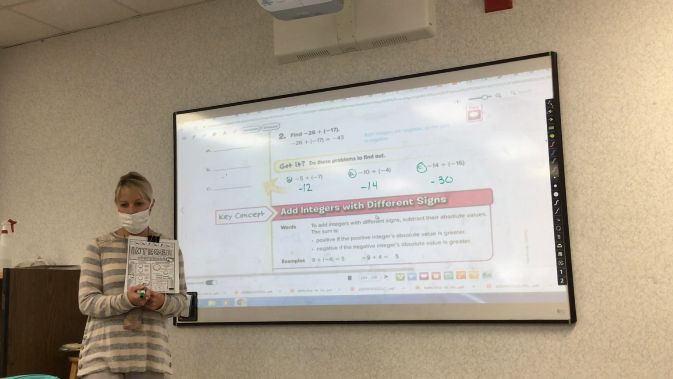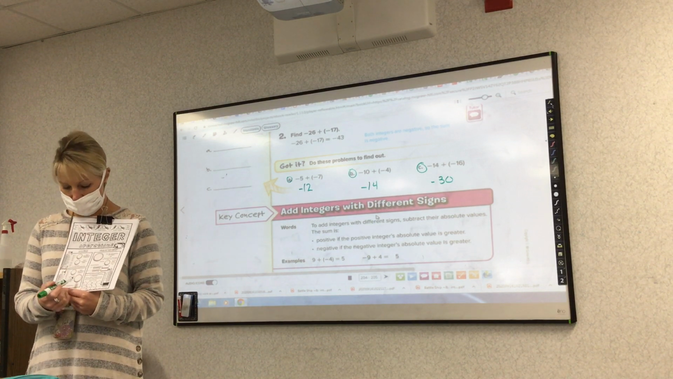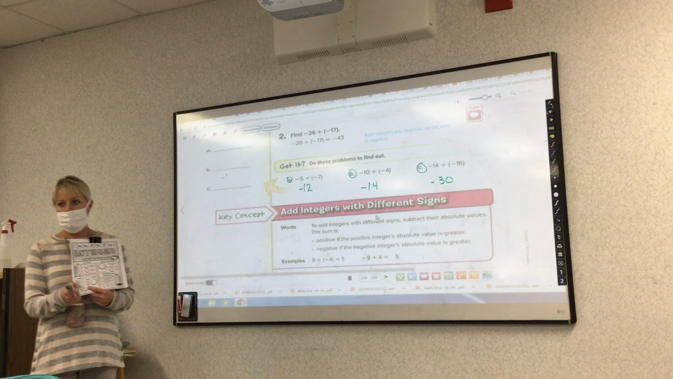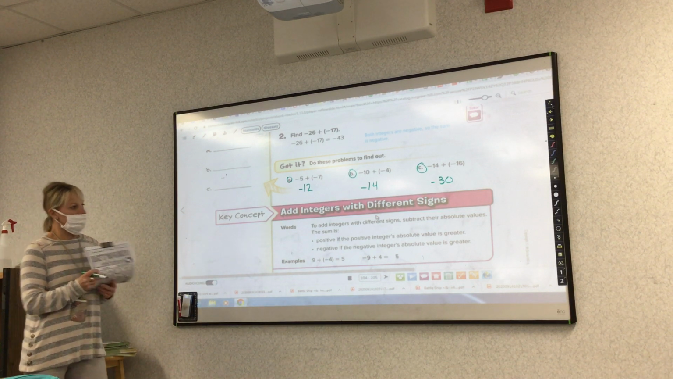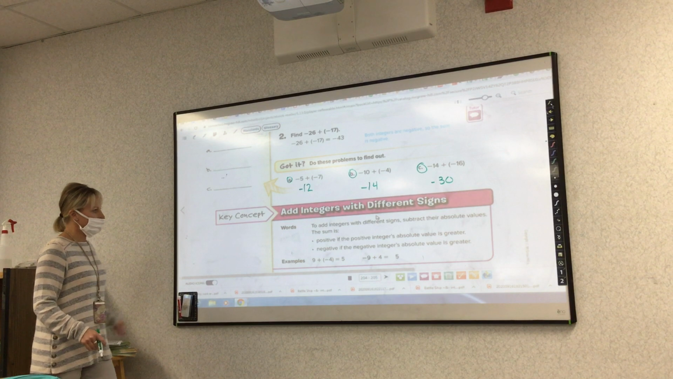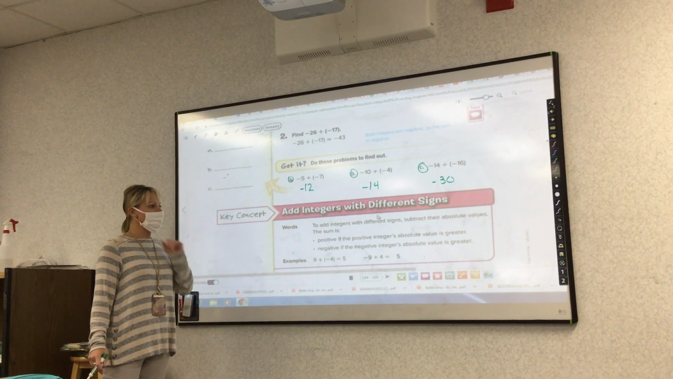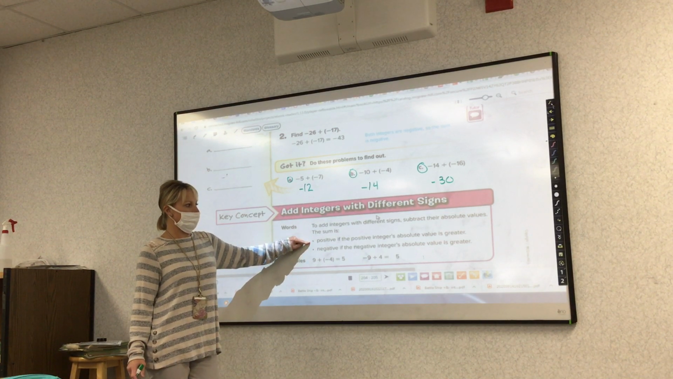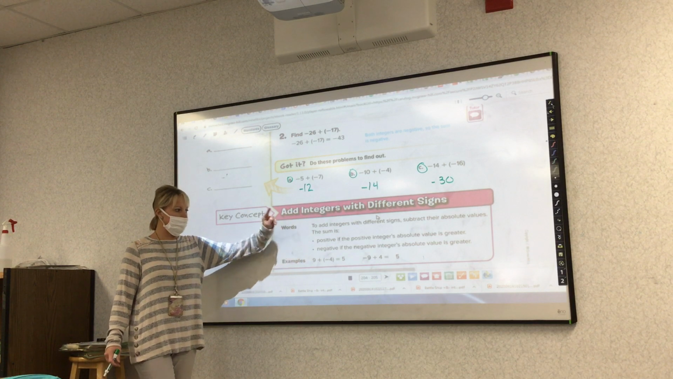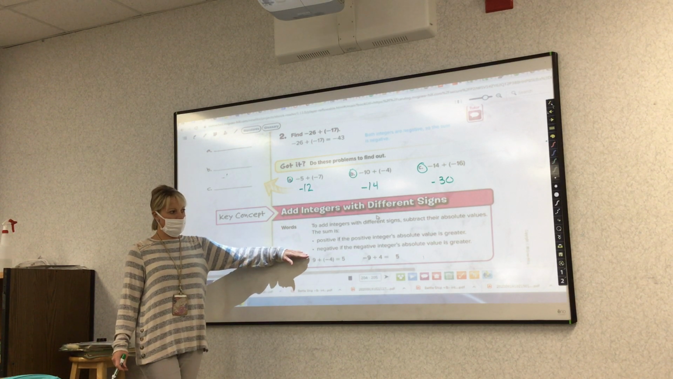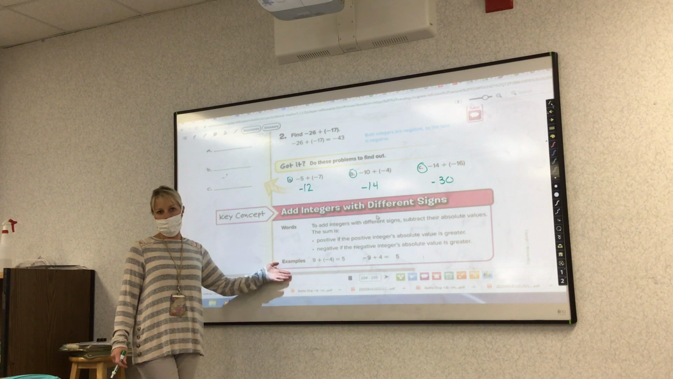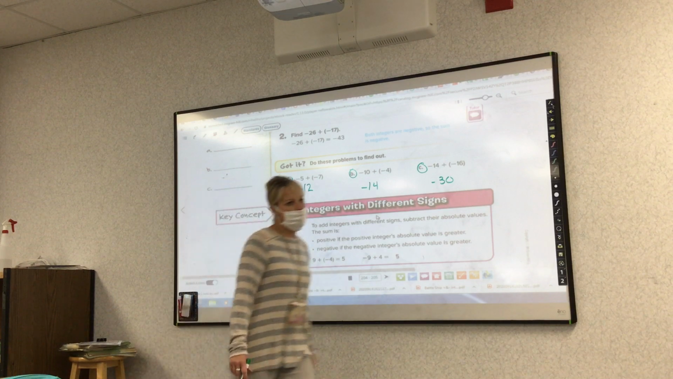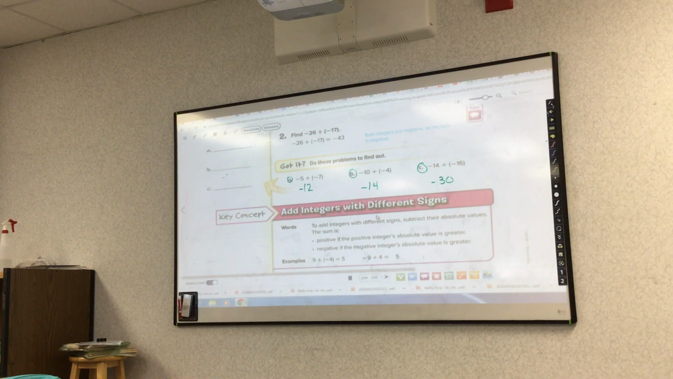Did you write keep in there really big? That should have been that first word. Or use the highest value. So it's subtract, and then you use the sign of the bigger number. So let's look at how they express it. It says, to add integers with different signs, subtract their absolute values. The sum is positive if the positive integer's absolute value is greater. It's negative if the negative integer's absolute value is greater. Isn't it easier just to say subtract, keep the sign of the bigger number? Okay, but we're still talking absolute value. It's still teaching us the same concept.